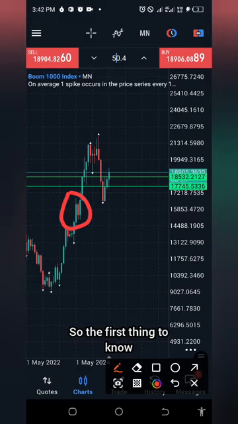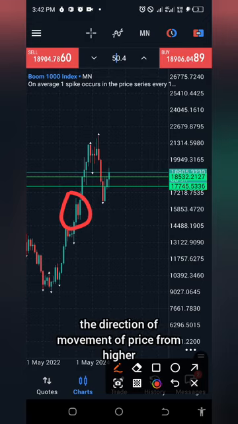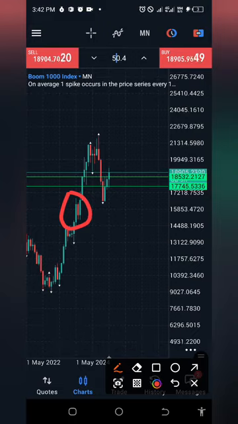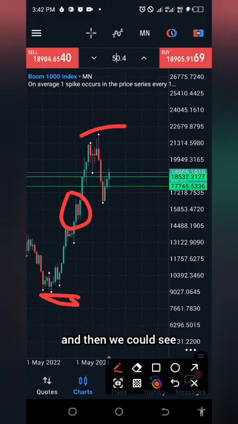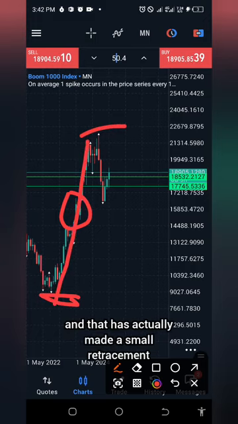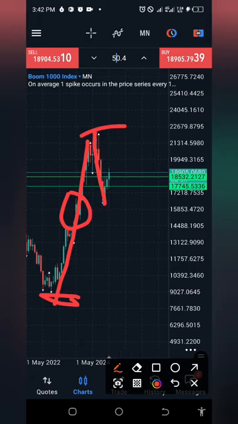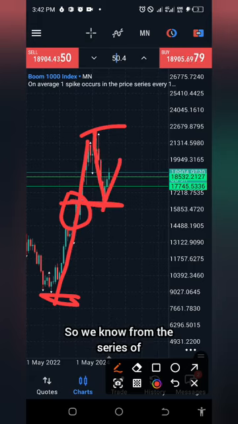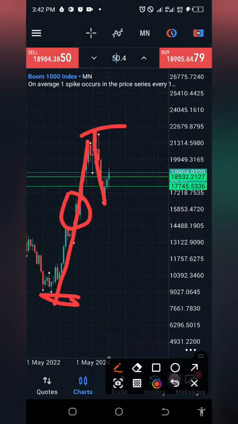So the first thing to know is that we got our direction, the direction of movement of price, from the higher time frame by looking at the lowest low and the high. We could see that price was rallying up, and now has made a small retracement down to an order block, and now it's pushing up.